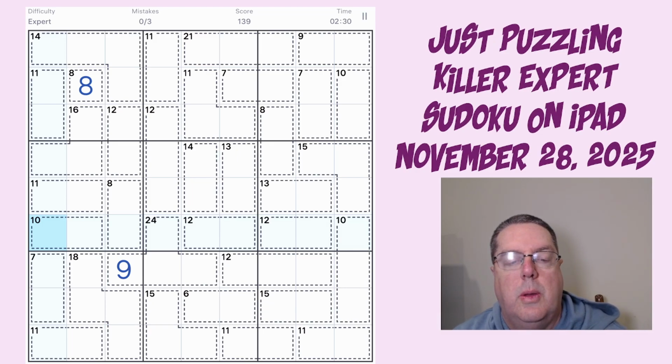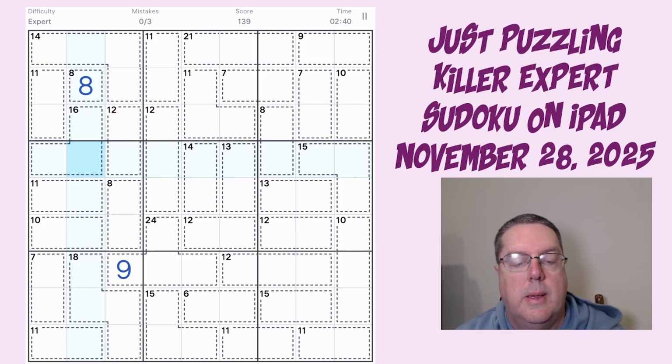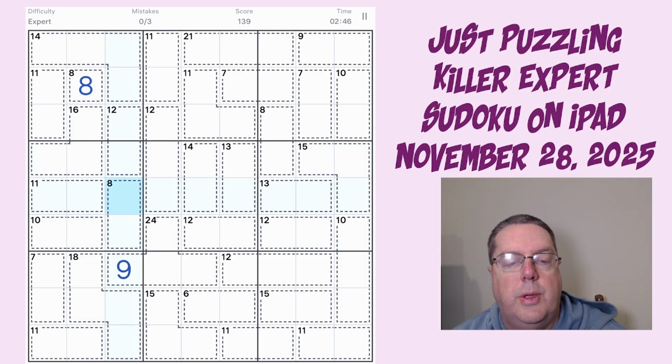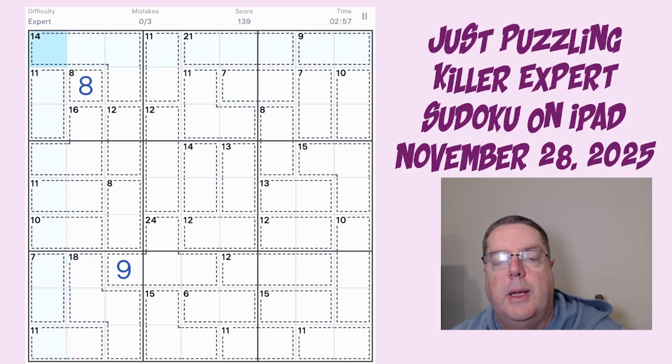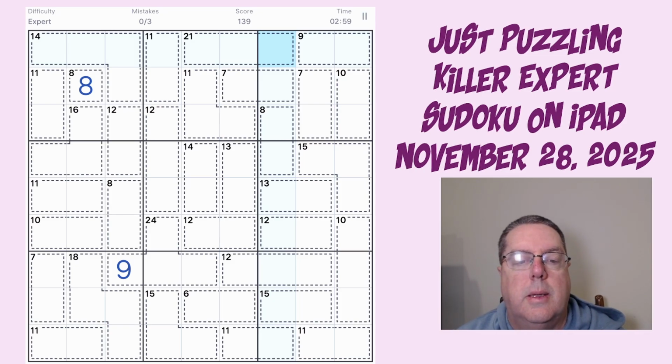So 9 can't be here, 9 can't be, is 5 and 7, 9 is here, which means 9 has got to be here, so 9 can be there or there. 2 and 6, 7 and 5, so if that's 2 and 6, 2's there, so 6 has got to be here, so that means that can't be 6, 7, 8.